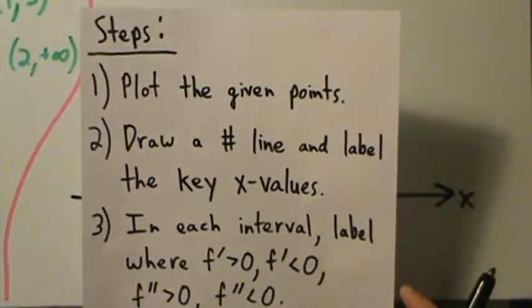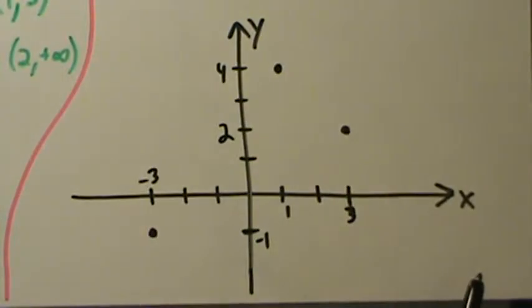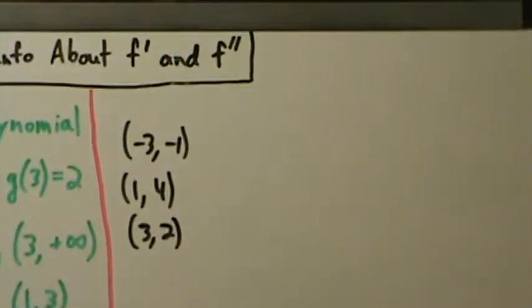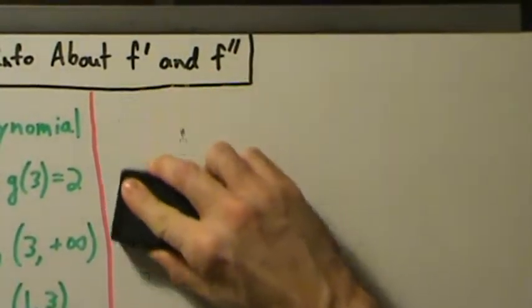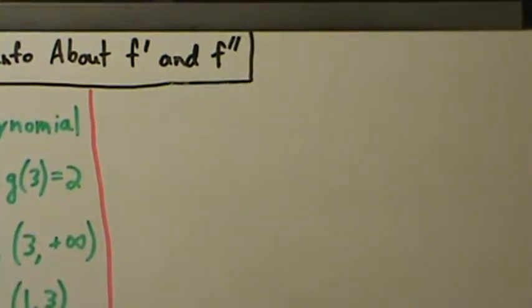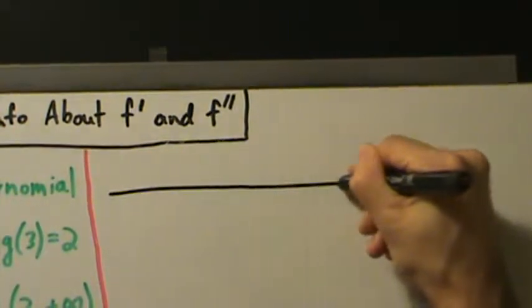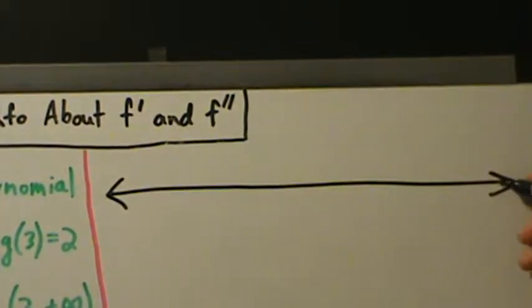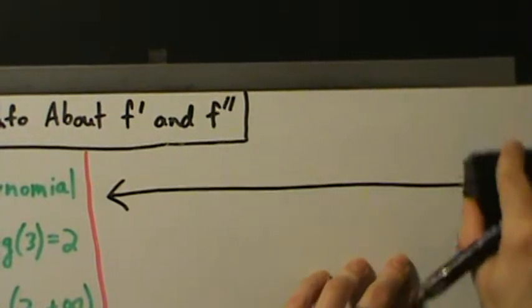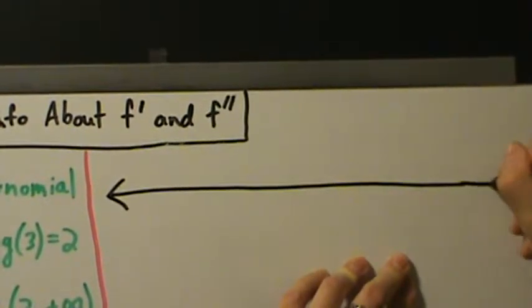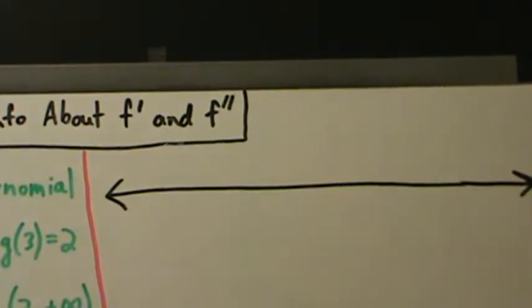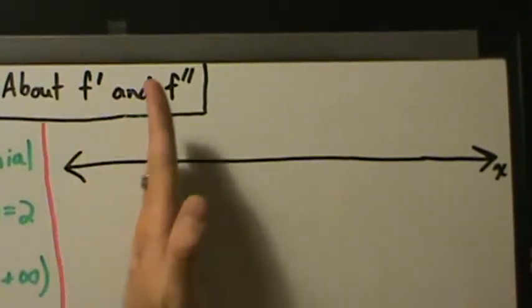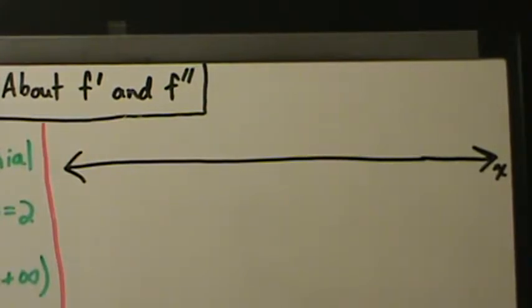Now step 2, draw a number line and label the key values. So we're going to draw a number line back up here. Let's erase these, get these out of the way. Alright, so our number line, we're going to have a lot of things to put on here, so we'll make it pretty wide. Maybe just a little bit wider, so as much room as we can. And again, we can just label it x, because we are talking about values of x that we're going to put on here.